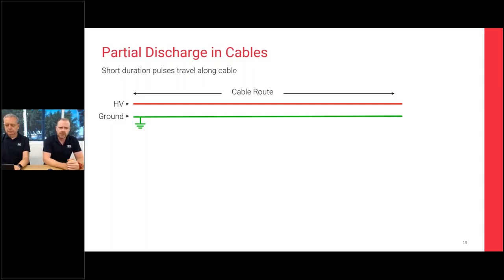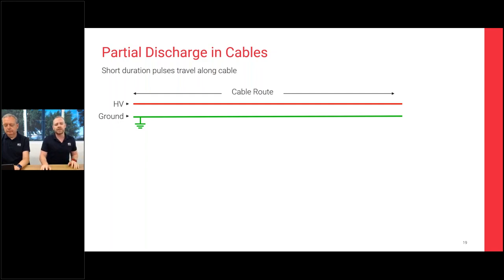So what we do to capture those signals, when we're testing with RFCTs, is we put an RFCT at the end of the cable on the earth screens, and you attach it around the earth screens. We've got a few pictures of that coming up in a sec. And when our RFCT is connected on there, it will detect high frequency pulses that are bouncing up and down the cable. That's the easiest way to think about it.